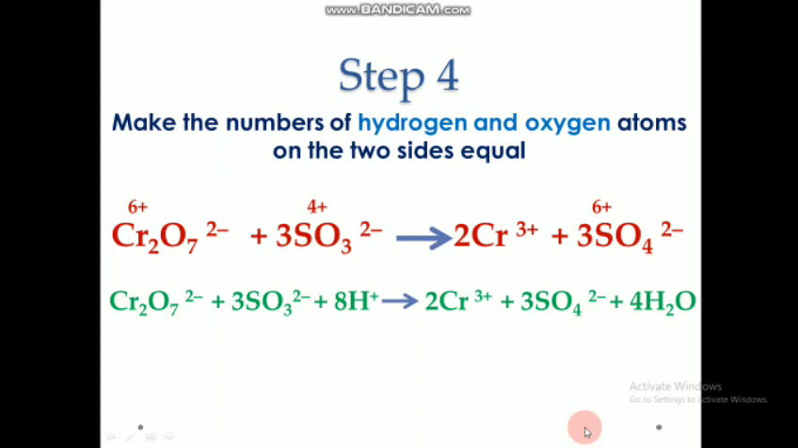So this is how we balance an equation in acidic medium. First step, we find the oxidation numbers. Then we find the oxidation and reduction. Then balance the number of electrons in oxidation and reduction. Then balance the hydrogen and oxygen. That's how we do the acidic medium balancing of redox reactions.